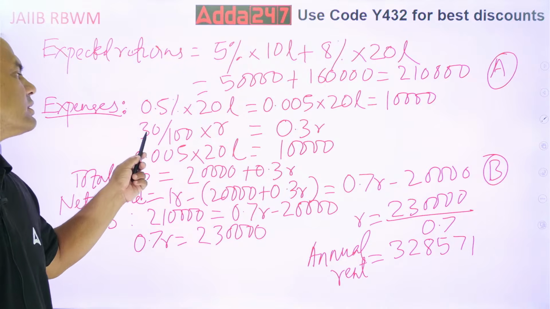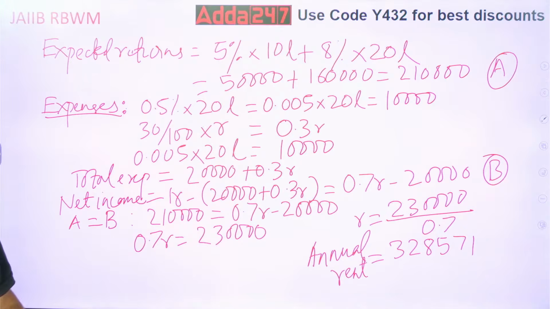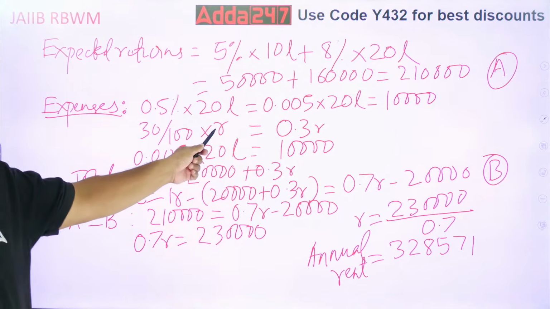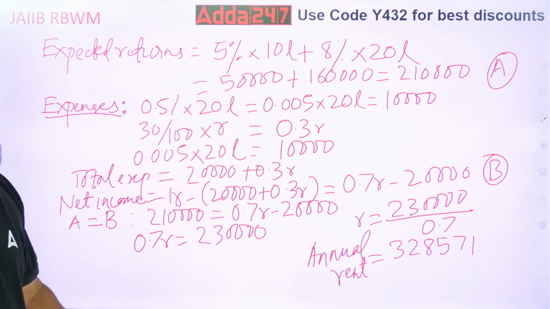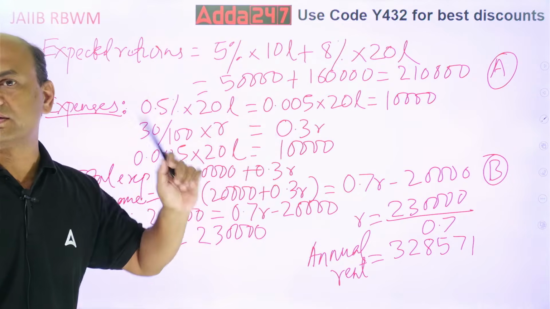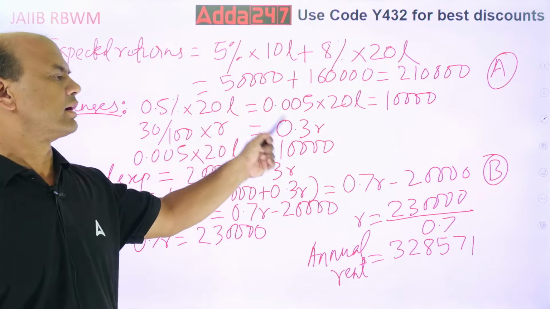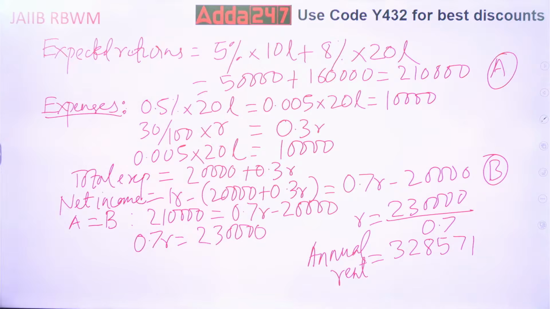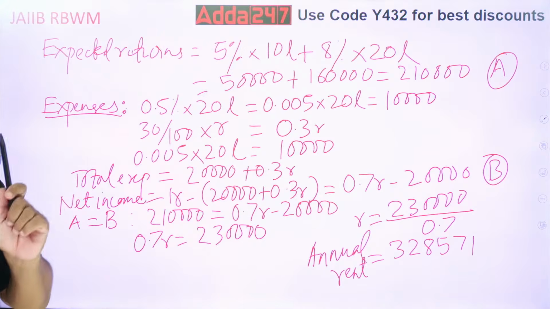Next, 30. What is this? 30% of the gross rent. So let the rent be R. So 30 upon 100 into R, so it is 0.3R. Everyone getting this? The other expense is 0.3R. Everyone clear in this part? You all should have this concept very clear.